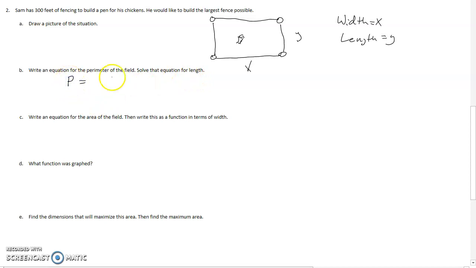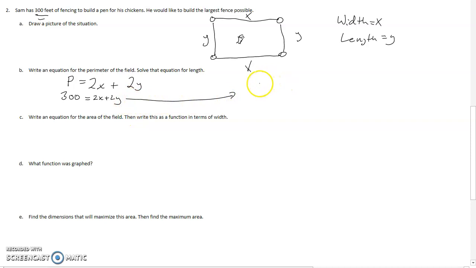So perimeter is equal to, well, we got a Y over here and an X over here. Perimeter is the measure on the outside. So take a look how many X's we have. I think we have 2 X's. And then we would add, we also have 2 Y's. Now the perimeter of the field is limited by the amount of fence that I have. How much fence do I have here? It tells me I have 300 feet of fencing. So I get 300 is equal to 2x plus 2y.